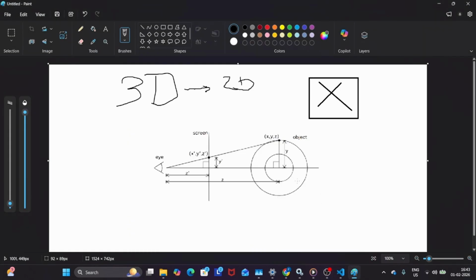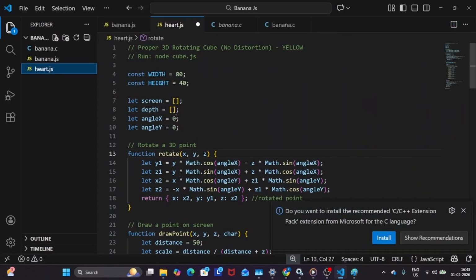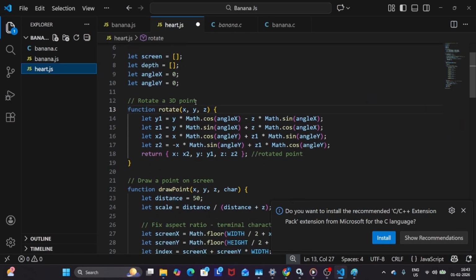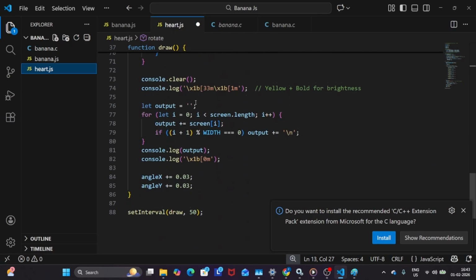So in our code also, we will go to our code. In our code also, see, this is our screen. No, not this one, I am finding the scale one. Wait a minute.